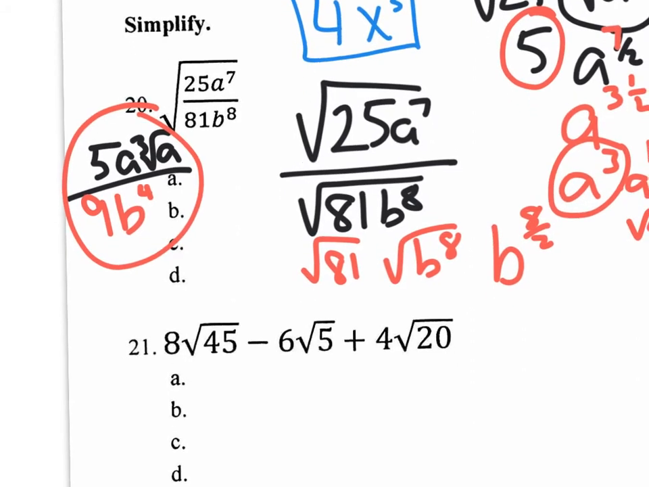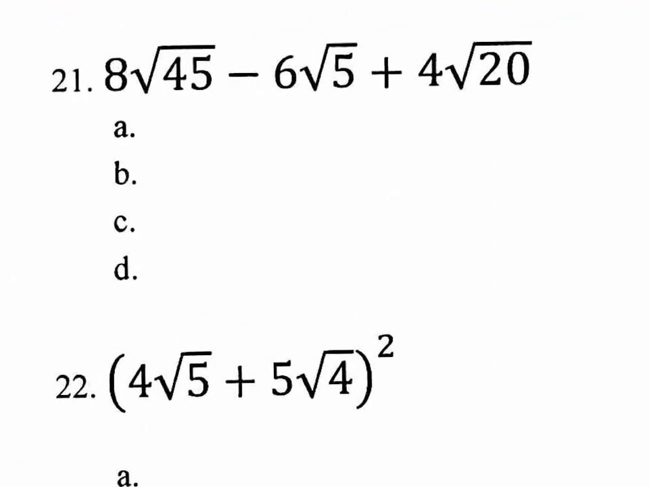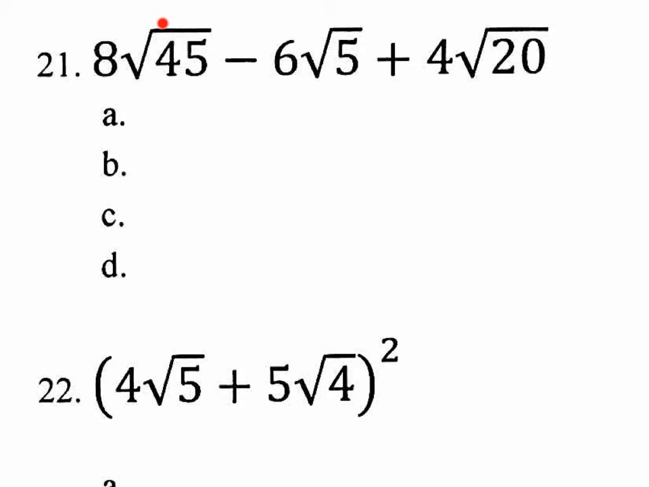Number 21 is pretty easy. Just simplify and then combine the terms that are alike. So as of now, you can't subtract 8 square root of 45, take away 6 square root of 5, because the radicals are different. You can't add this guy with this guy because the radicals are different. So let's simplify anything that we could first.